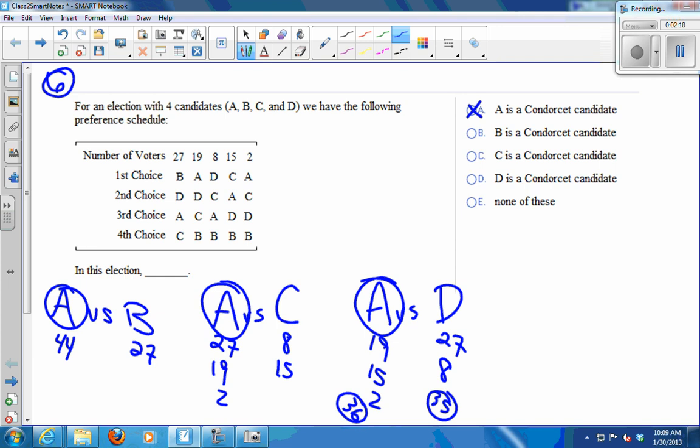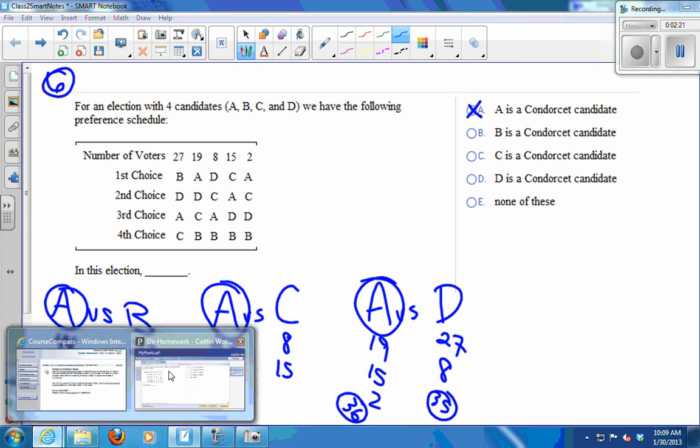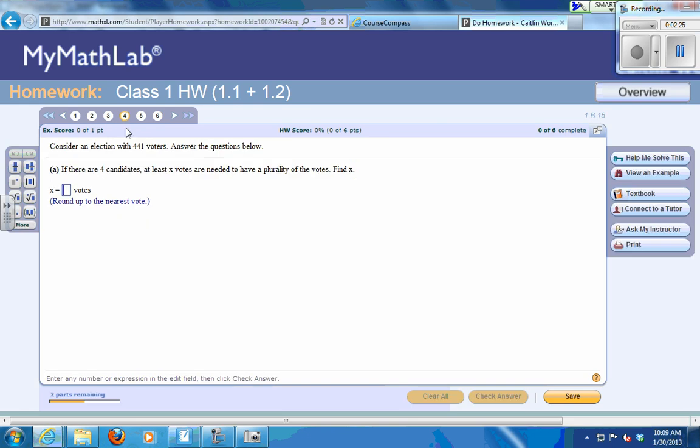Okay, anything else from the homework? Yeah. Okay. Part B.